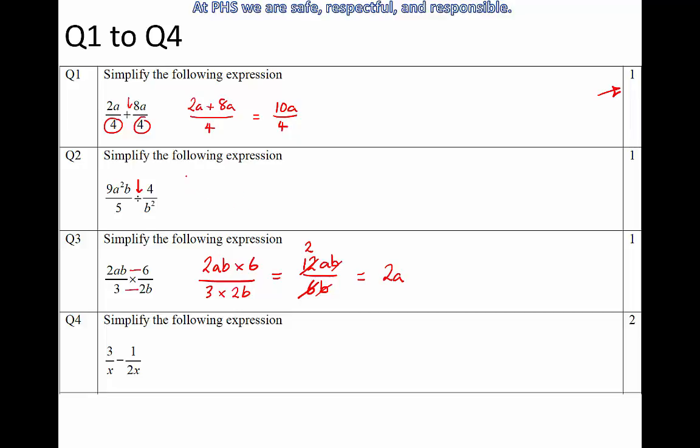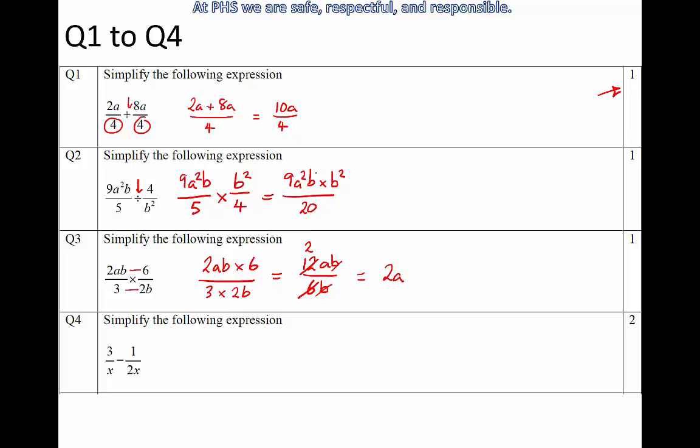So let's do that. We've got 9a squared b over 5, and we're going to make that a times, flipping this second fraction, so we get b squared on 4. Now we've got a multiplication problem, and like I said before, we can just multiply the top 2, so we get 9a squared b times b squared over 20.